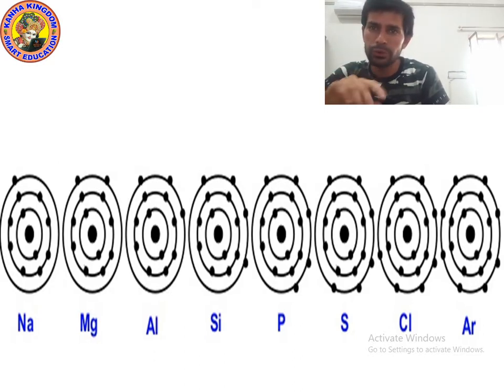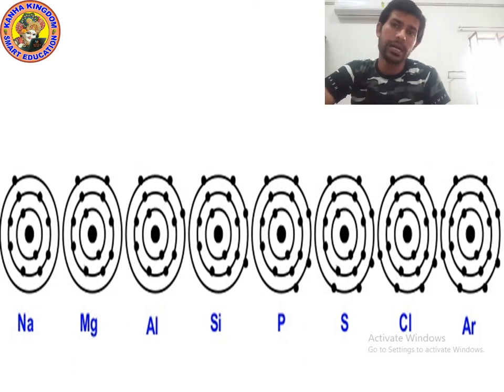Now 12 minus 2, 10. 10 electrons are remaining for magnesium. Now in the second circle, how many electrons can we fill? We can fill 8. And magnesium has 10. So 10 minus 8, 2. So in the second circle, we will draw 8 black dots. Now 2 electrons are remaining.